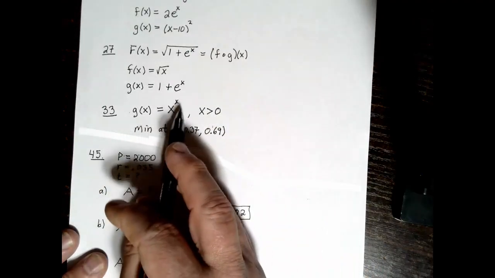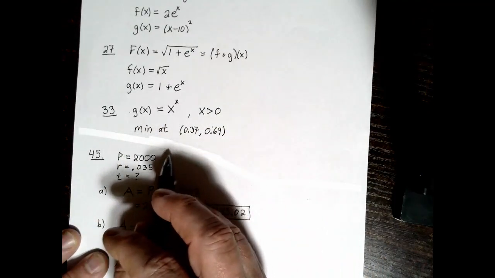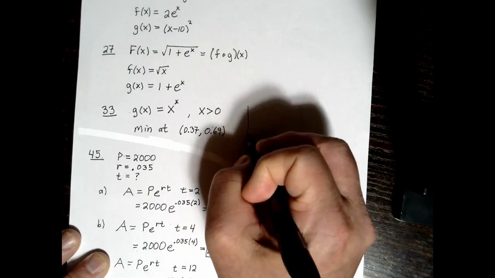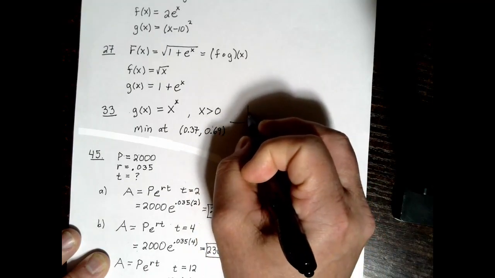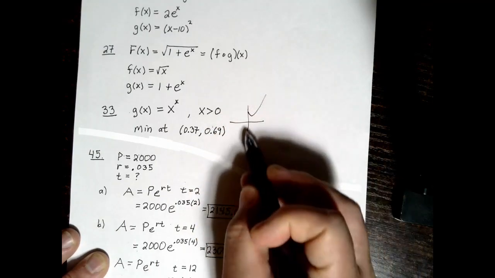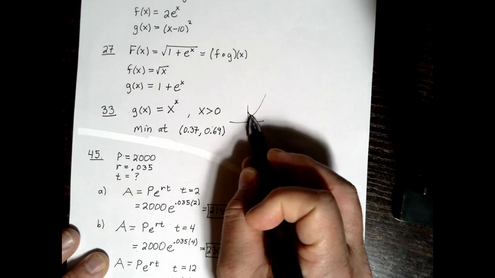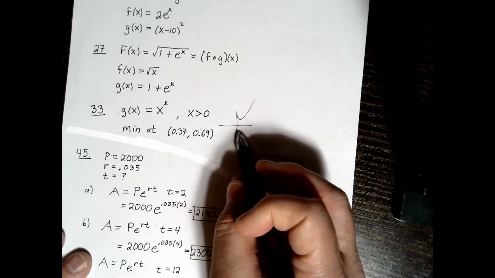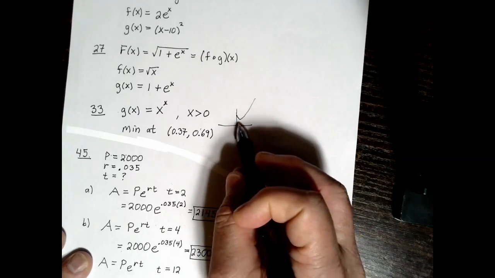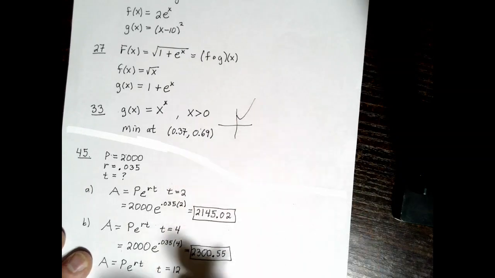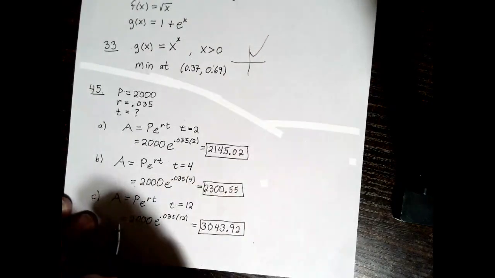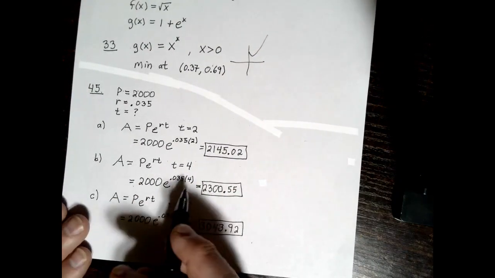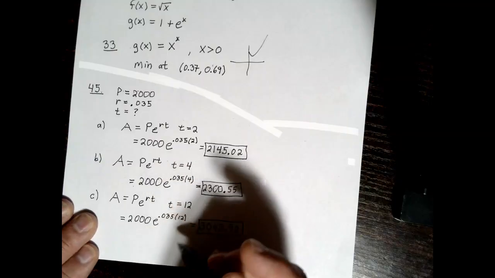On this one, they ask you to figure out what your minimum value is. It's a very weird function. I believe it looks like this. And it's got a low point here at 0.37, 0.69, which you can find using second trace 3 for minimum.